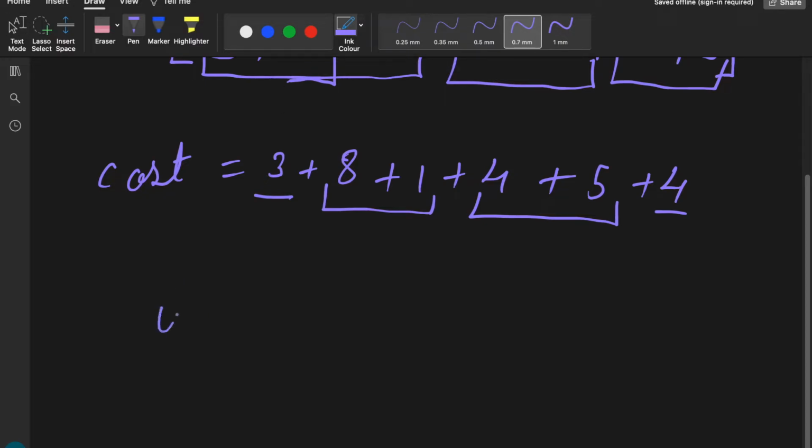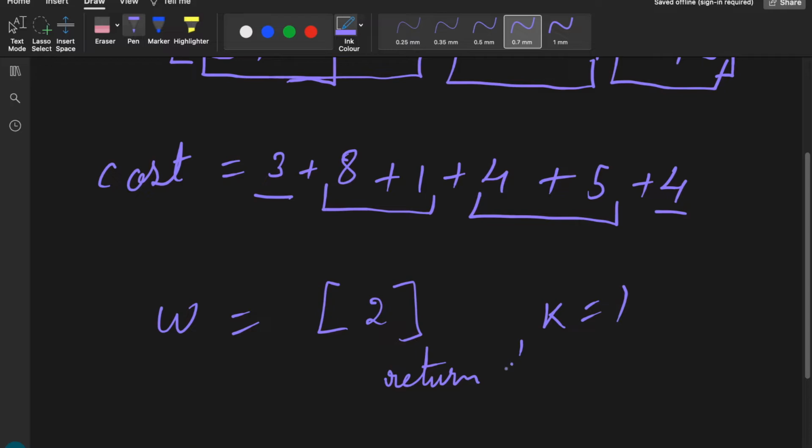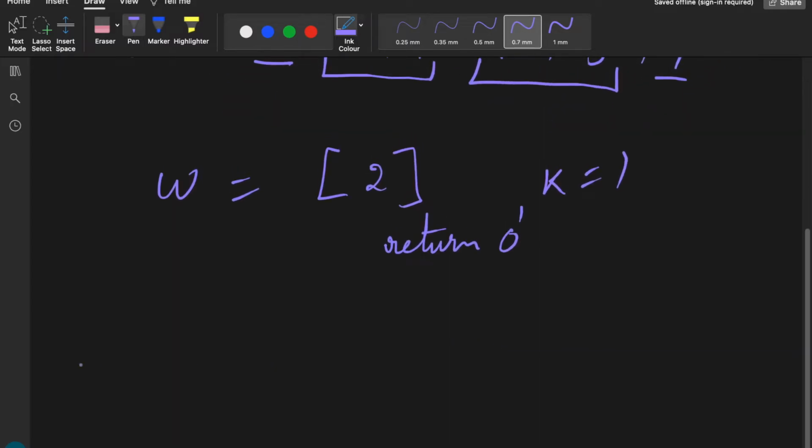So if the weight array is of single size, for example only 2, then also we will only have k equal to 1, then there is nothing maximum or minimum, we will have to return 0. So we will return 0 in this case. Also, if size of weight array is equal to the k, which means we are only taking single elements and putting them in one bag, in this case also we will return 0. Why? Because the minimum and maximum will be same here.